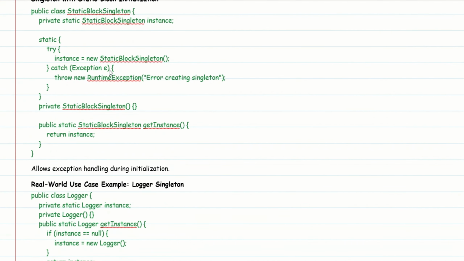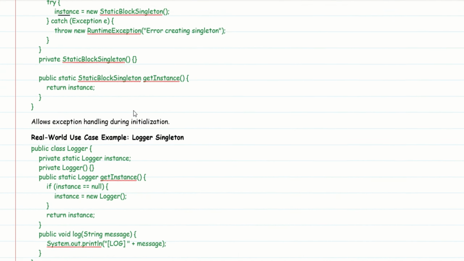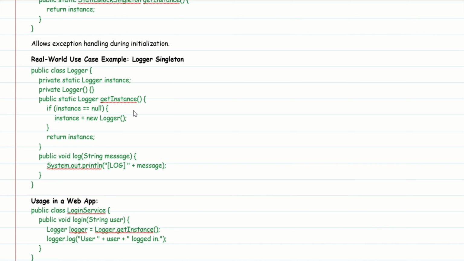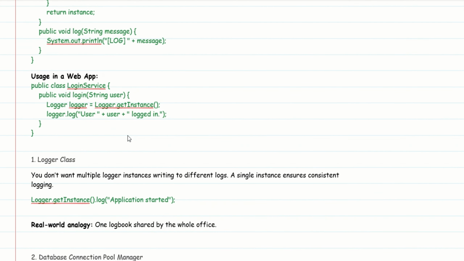Then comes the singleton with static block initialization. It allows exception handling during initialization. So here, static means instance creation happens within the static block. Let's see some real world use cases. The first one is logger. The same approach we are following: a static variable, a private constructor, and then a public getInstance. So we can have a single instance and use it globally.